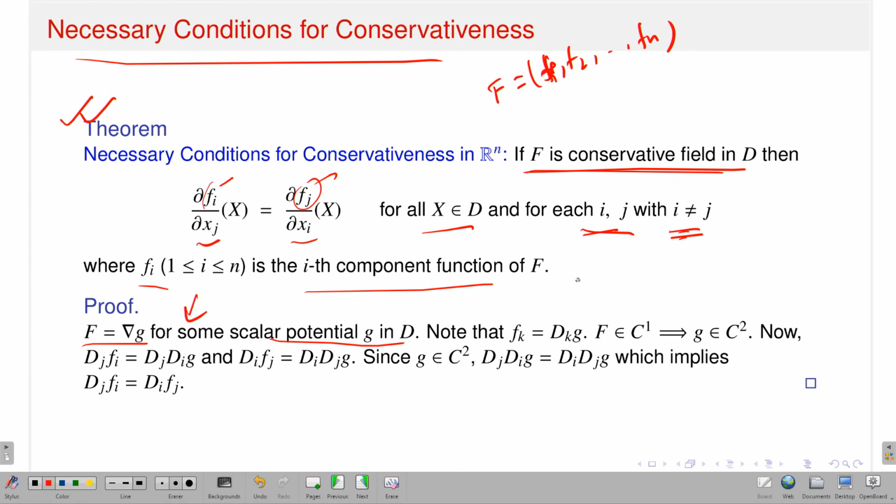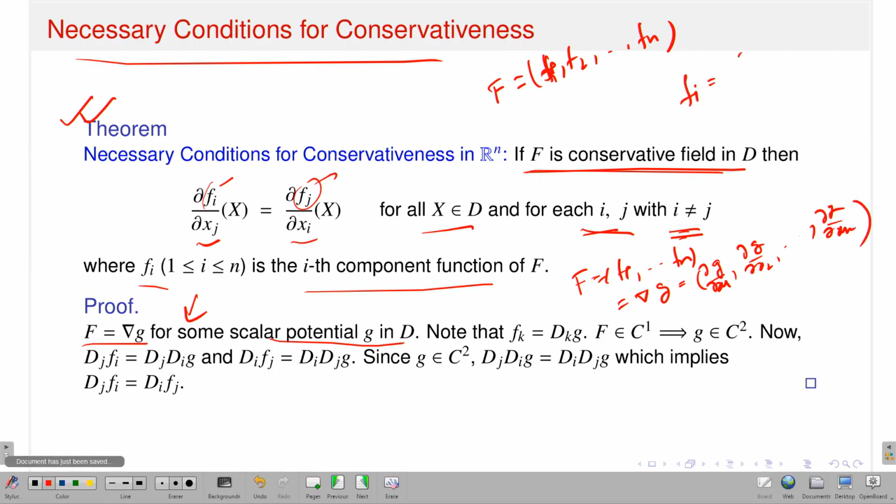Now, once I have that, what is capital F? Your capital F, which is nothing but f1, f2, up to fn, is the same as gradient of g, and that I can write as del g del x1, del g del x2, up to del g del xn. These are the components. So that means my Fi is del g del xi for 1 less than or equal to i less than or equal to n. So, this is a gradient vector field, because capital F is exactly equal to grad of g.